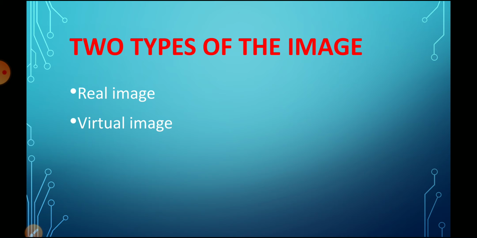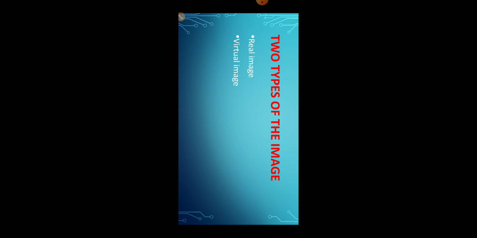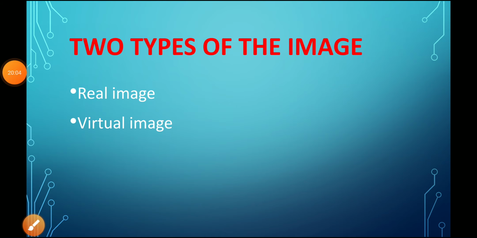Two types of images. इमेज जो है दो तरह के होते हैं, रियल इमेज एंड वर्चुअल इमेज.